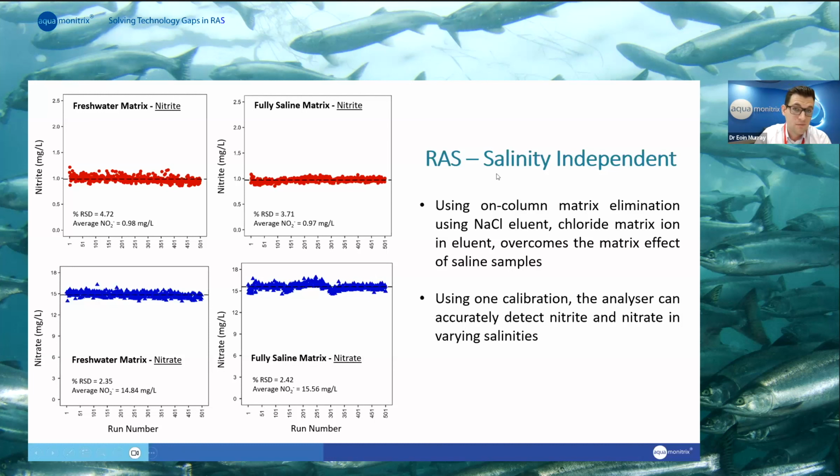And just showing the data here, this is precision and accuracy data across varying salinities. As you can see here, the accuracy and precision is maintained despite the fluctuating salinity.